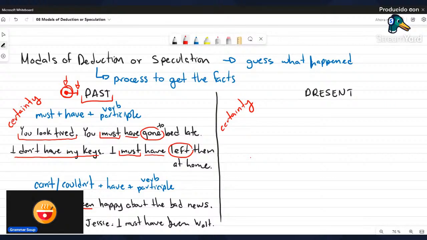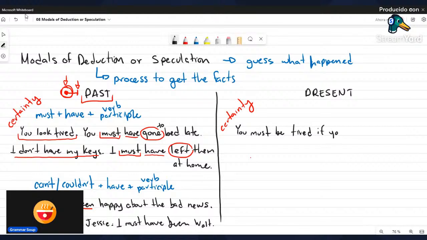Okay, so when we talk about a deduction in the present, we can say, for example, now the example that I was about to give, like you look tired, but in this case we can say you must be tired. You must be tired. That's my deduction. Okay, that's my deduction. You must be tired. Yes, I'm making a deduction.